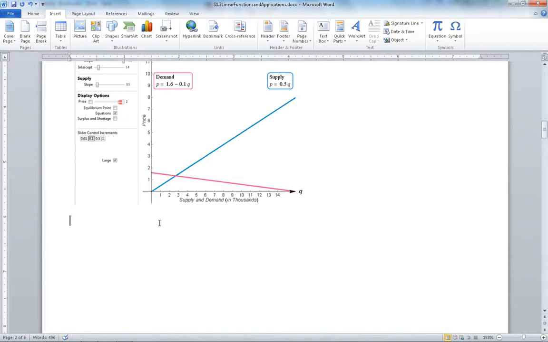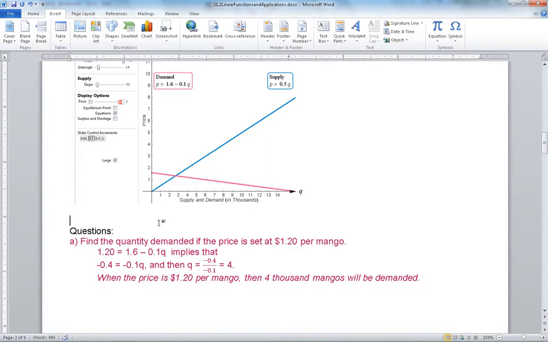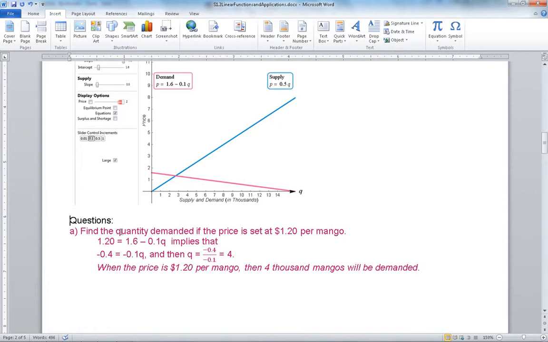So what types of questions can be asked? Well, first, we could be asked to find the quantity demanded if we know the price is set at $1.20 per mango. So we could go up to the axis and draw a line across from the $1.20 mark, figure out where that line intersects the demand curve, and go down vertically to get the amount demanded.